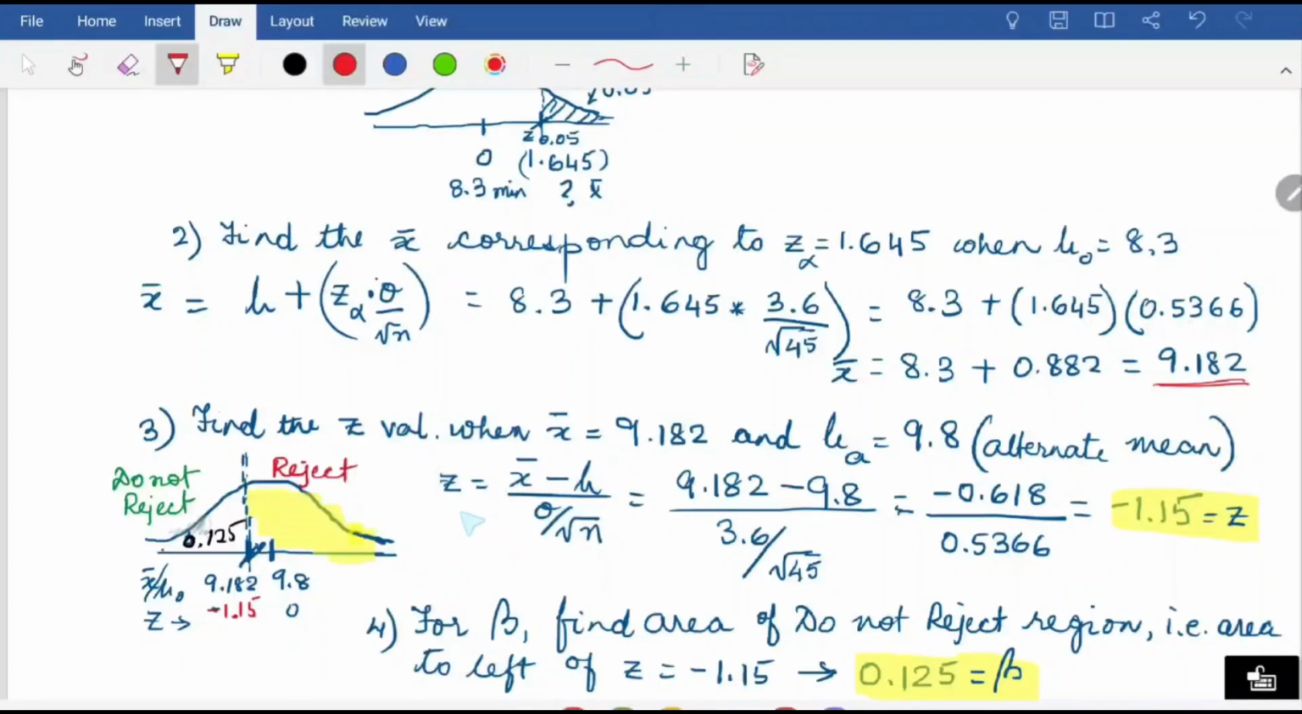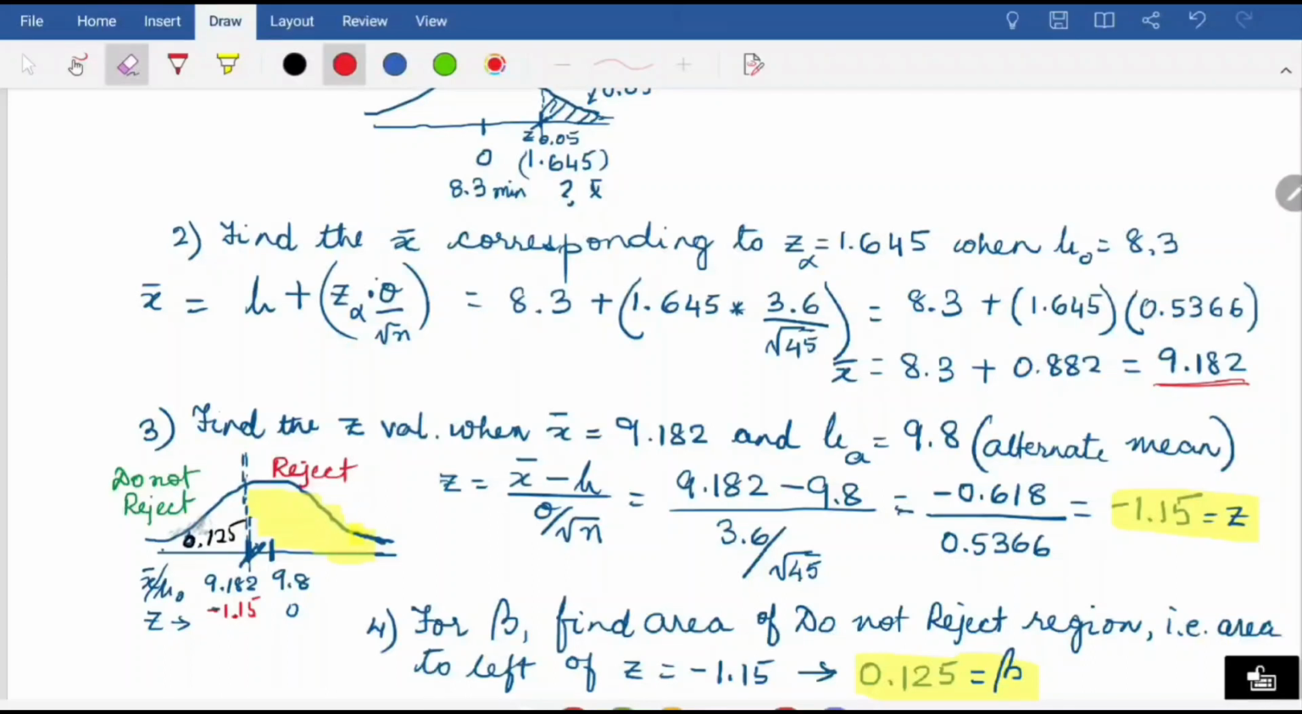So the formula again to find the z value is x bar minus mu. Here we are finding the z value from the x bar value we found in step 2 and the alternate hypothesis mean. So 9.182 from step 2, minus 9.8, which is the alternate mean, which is assumed to be true instead of the null hypothesis mean, divided by 3.6, the value of sigma that was given to us, divided by square root of n, with n being 45, and we get a z value of negative 1.15.